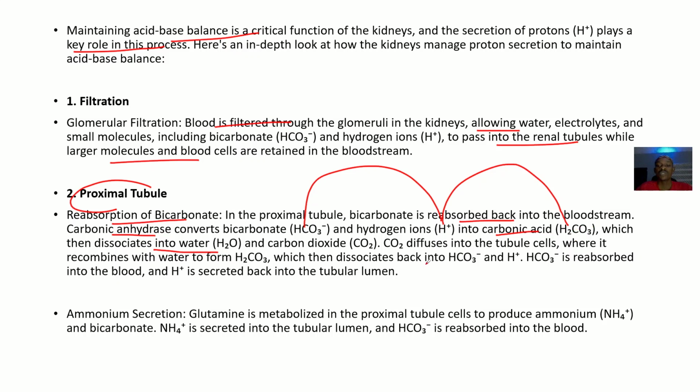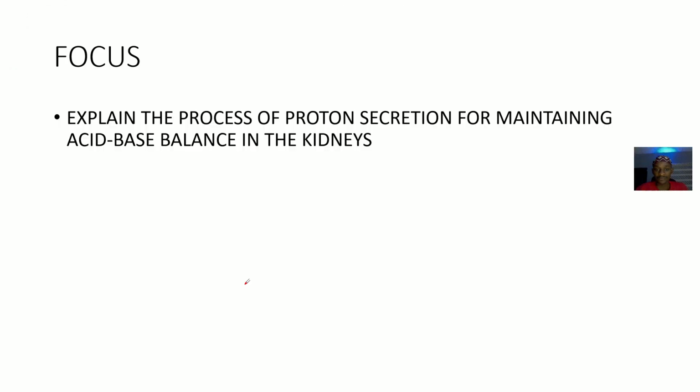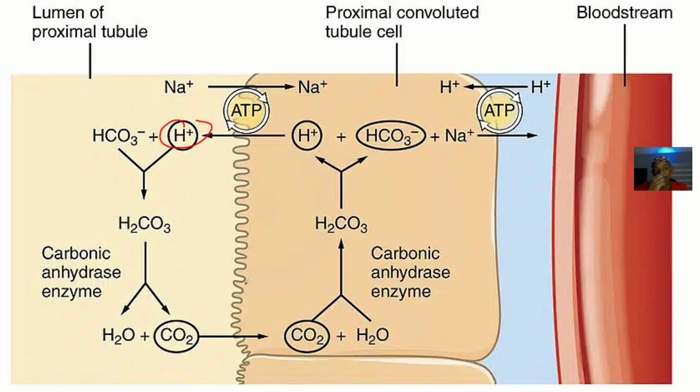Do you understand? So this CO₂ can now diffuse into tubule cells where it recombines with water to form the carbonic acid, which will then dissociate to give you back the bicarbonate and the hydrogen ion again. Alright? So this bicarbonate is reabsorbed into the blood, and hydrogen is secreted into the tubular lumen. Alright, everything we're talking about is this one. Yeah, this reaction basically.